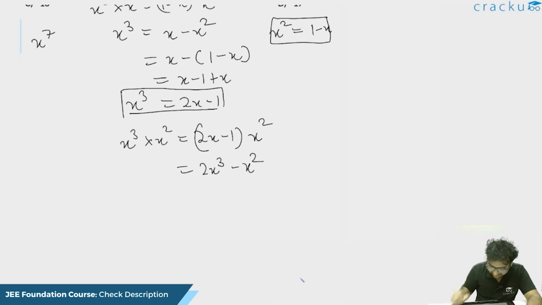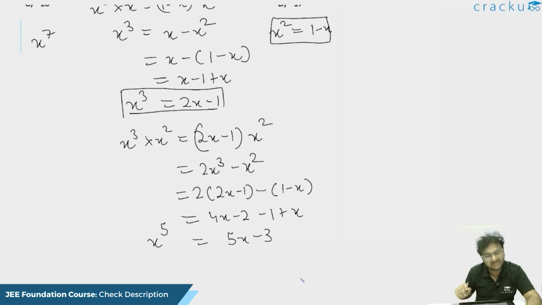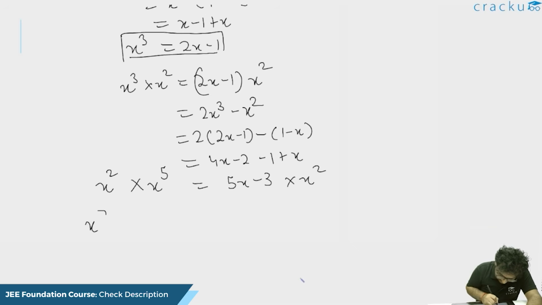Okay. So let us replace. So 2 into x cube is 2x minus 1, minus x square is 1 minus x. So this is equal to what? So 2 to the 4, so 4x minus 2 minus 1 plus x. So this is equal to what? 5x minus 3. So we got x to the power 5 as 5x minus 3. Okay. Now we will multiply this again by x square, so we get x to the power 7.